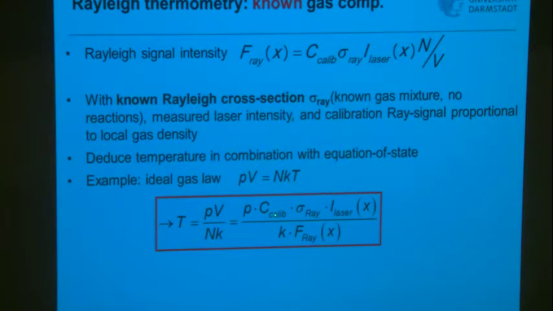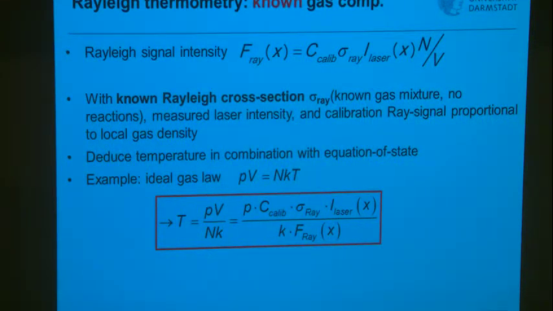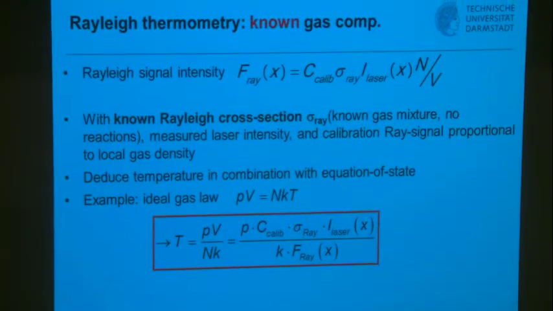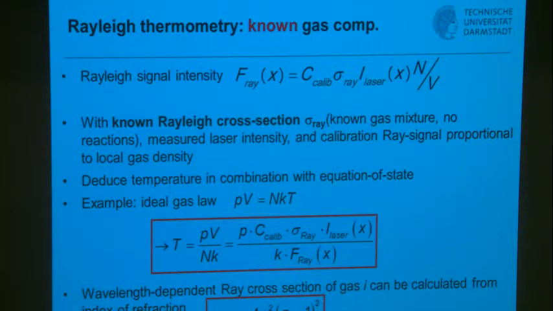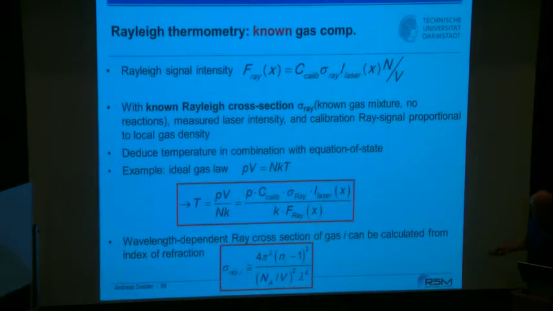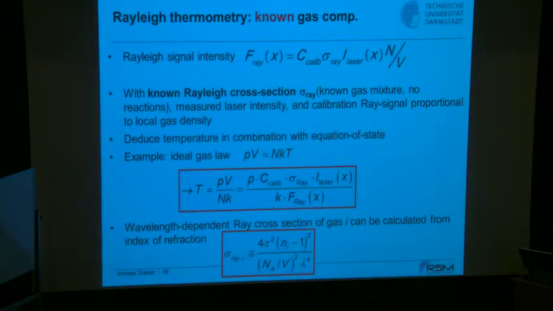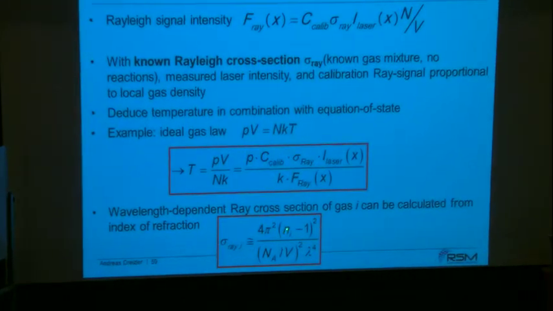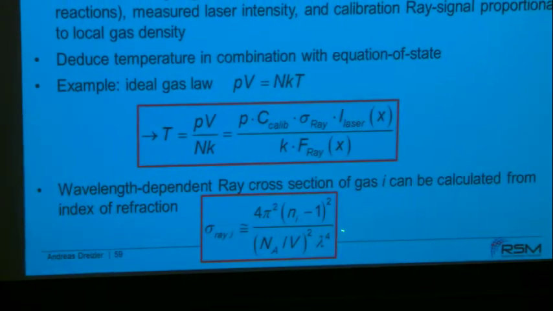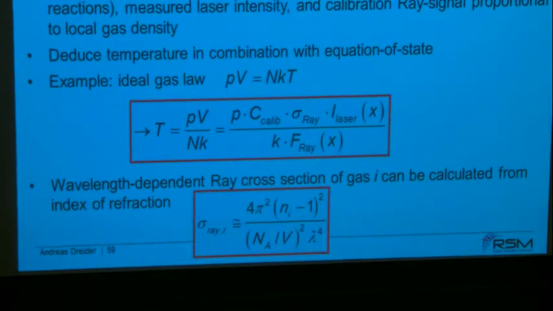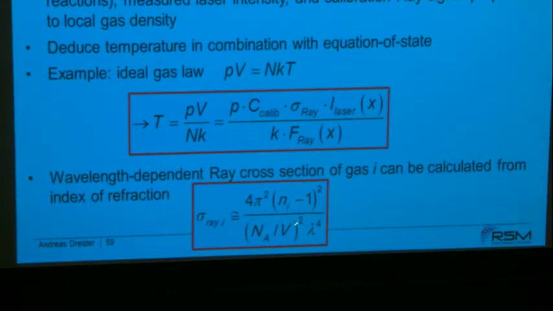And you see that you get the temperature if you have done this calibration properly in a known mixture at known temperature. Okay, so in principle, in the measurement after calibration, you just take the laser intensity for each shot as well as the Rayleigh intensity. The Rayleigh cross-sections, in a rather good model, can be traced back to the index of refraction as given here. You see here n is the index of refraction of species i. This is Avogadro's constant, and lambda is the wavelength of the excitation, and that is an important relation.